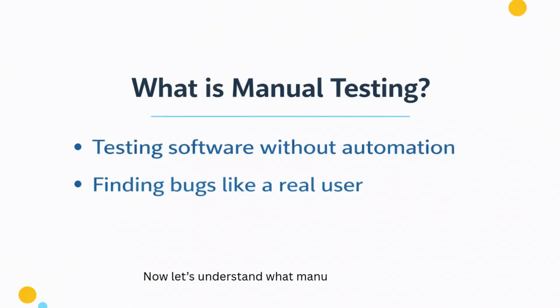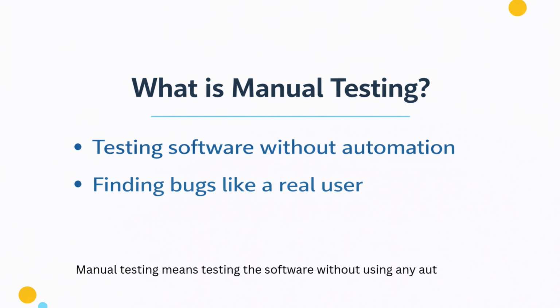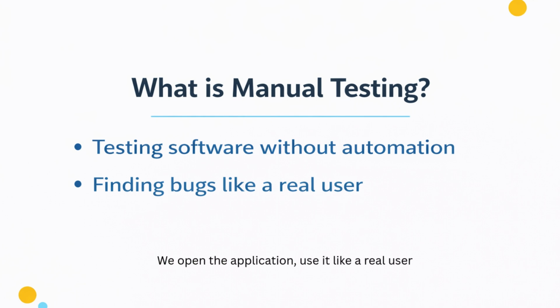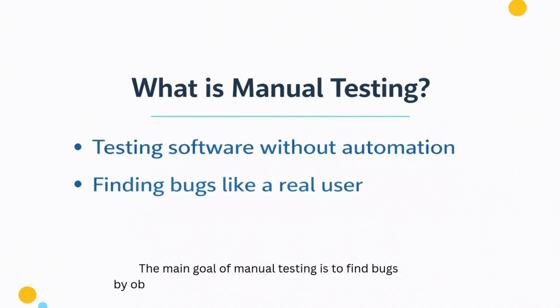Now let's understand what manual testing is. Manual testing means testing the software without using any automation tools. We open the application, use it like a real user, and check whether everything is working correctly. The main goal of manual testing is to find bugs by observing how a real user would use the application.